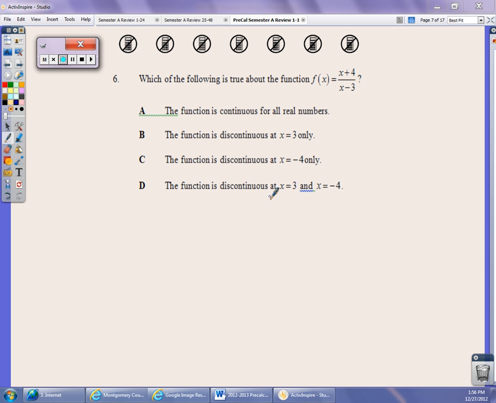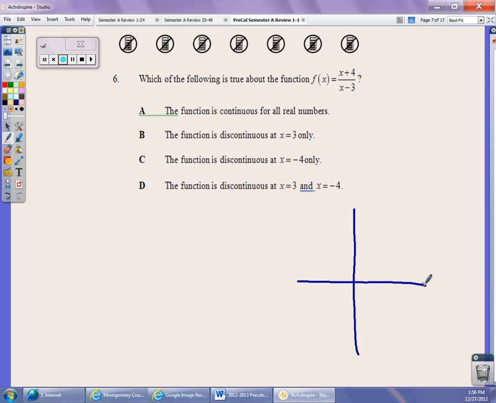Looking at number 6. This is a rational function, and we did a quick review of these. This is only asking about one aspect. It's asking about where it's discontinuous. Let's just do a quick reminder of a rational function.